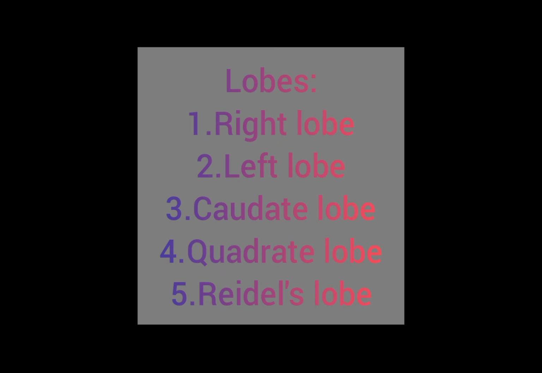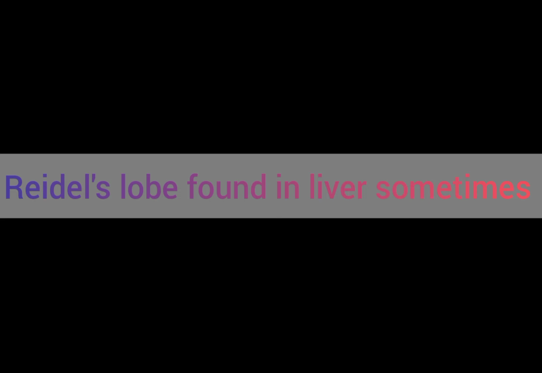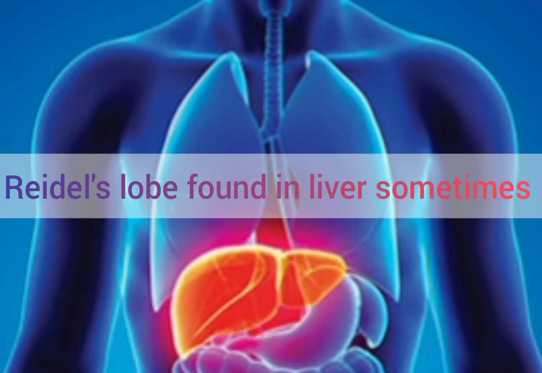The fifth lobe is Riedel's lobe. It is found in the liver only sometimes. It is not always permanently present. So these are the five lobes of the liver.